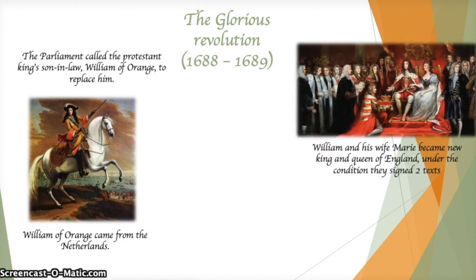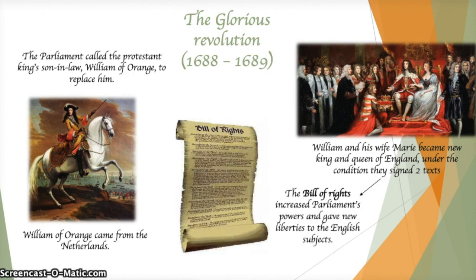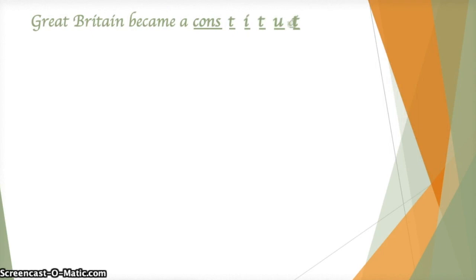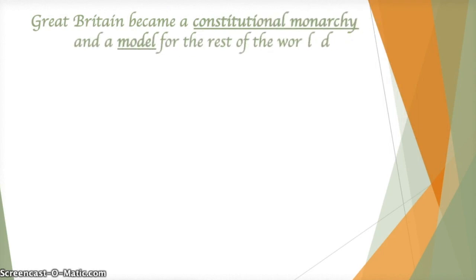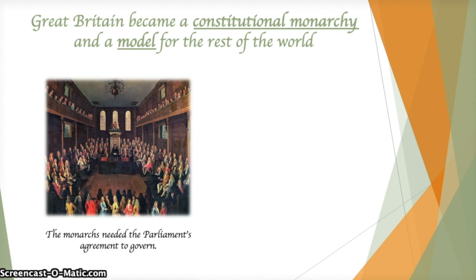William and his wife Mary became new King and Queen of England under the condition they signed two texts, the Bill of Rights and the Toleration Act. The Bill of Rights increased Parliament's powers and gave new liberties to English subjects. The Toleration Act gave religious freedom to Puritans but didn't permit Catholicism. The main consequence of those revolutions was that England became a constitutional monarchy. The monarchs could no longer govern without the Parliament's agreement.